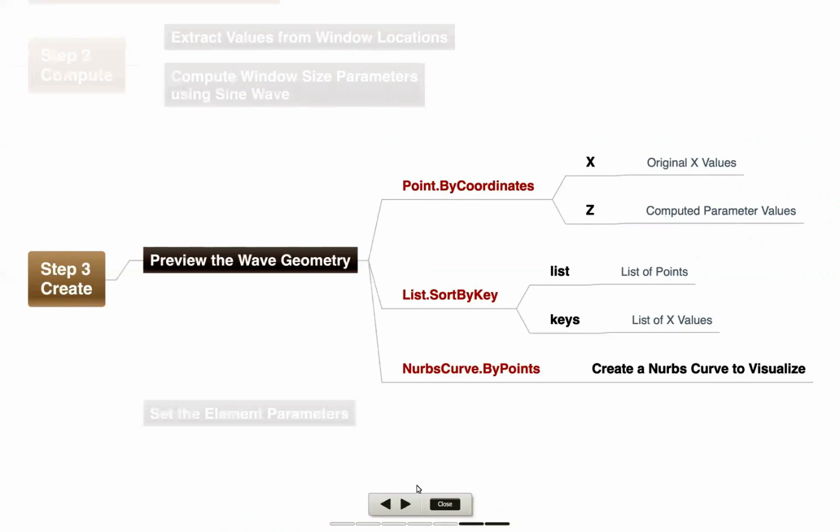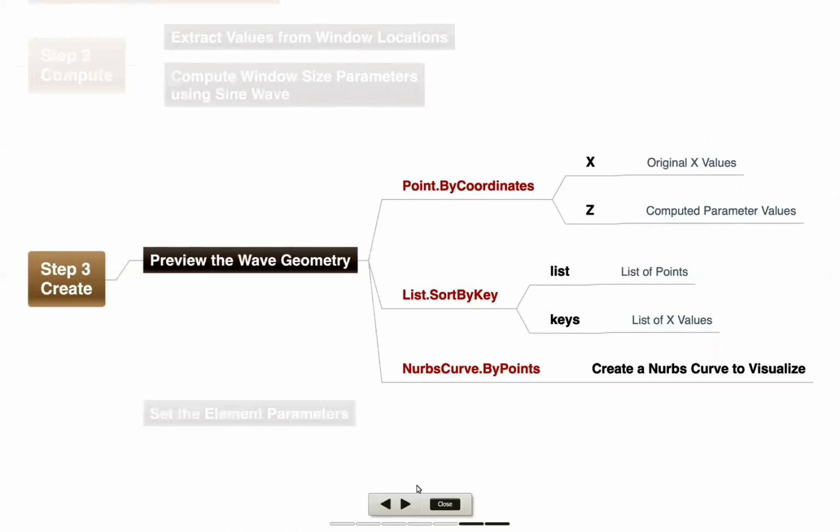Now before we do that, however, I'm going to need to sort that list because as you might remember, some of my x values aren't in the right order. I have some negative values at the end of the list. So I'm going to do a little bit of sorting, and what I'm going to do is sort the list of points by the x values using something called list sort by key. Finally, we'll go through and just create a NURBS curve to be able to visualize things.